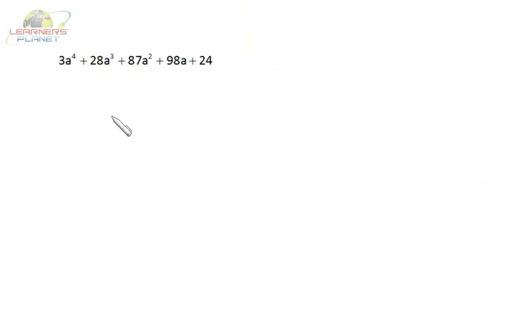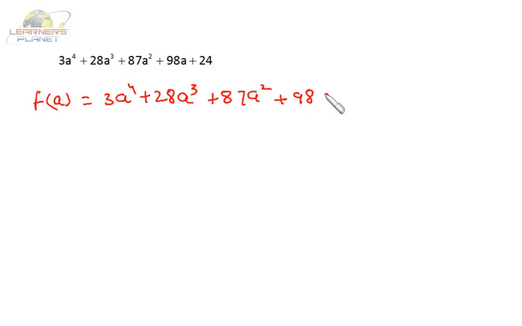Now further we have a biquadratic polynomial with us. Let it be f(a). So f(a) is equal to 3a^4 + 28a^3 + 87a^2 + 98a + 24. Further, just observe one thing very carefully: all the terms are positive. So if we put any positive value of a, we cannot get 0. That means we have to take only negative values of a.